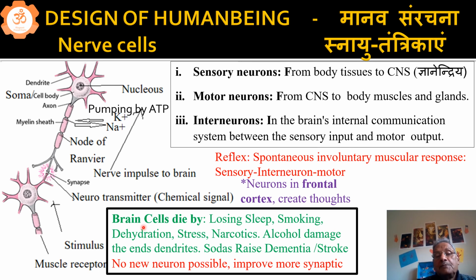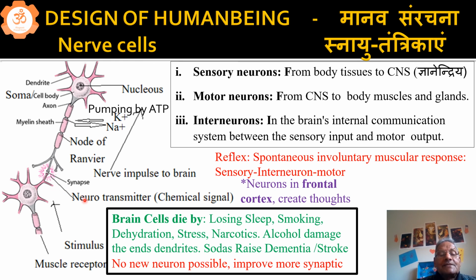Always we should keep in mind that no new neurons are possible. So what can we do? We can improve our synaptic connections. Whatever connections in dendrites are not useful, we can ignore. But more synaptic connections can be created. Neurons cannot be created, but through different dendrites, we can have these synaptic connections. In this way, our mental power can be improved.